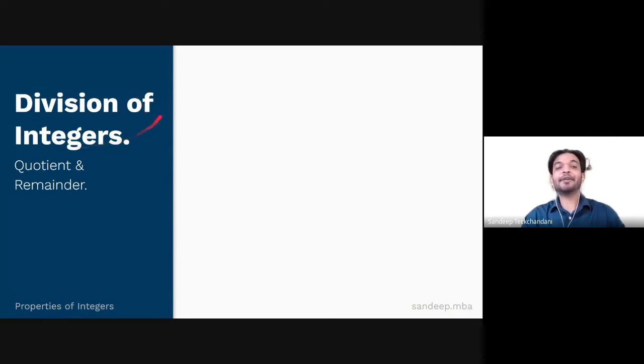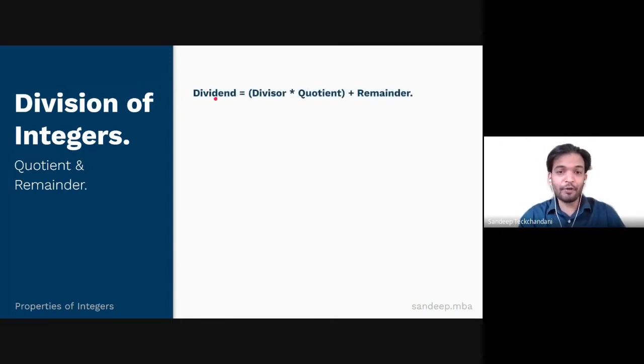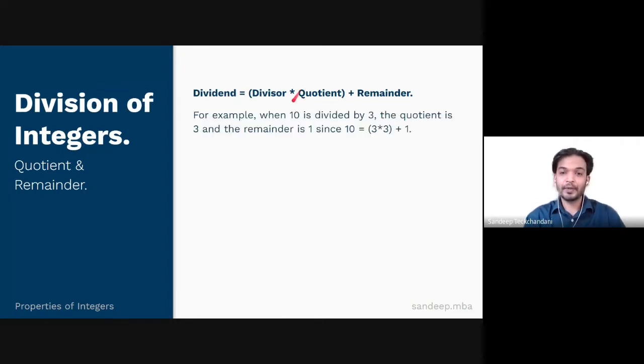In this slide, we will learn about the division of integers. I'll give you a very important formula that contains the quotient and the remainder. Please learn this formula by heart for your GMAT exam. The formula is dividend is equal to divisor times quotient plus remainder. Say I take the number 10 and I divide it by 3. I'll get the quotient as 3 and the remainder as 1, because we know that 10 is equal to 3 times 3, which is 9, plus 1.